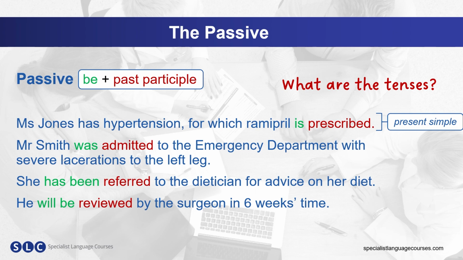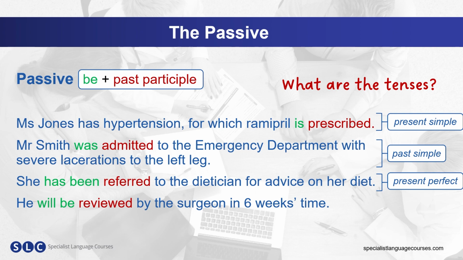Mr. Smith was admitted to the emergency department with severe lacerations to the left leg. Here we can see this is past simple passive by the use of was. She has been referred to the dietitian for advice on her diet. This is present perfect passive, and it uses has been and referred as the past participle.